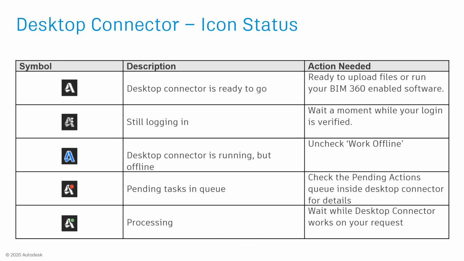With the desktop connector, the icon status provides information around the state of the desktop connector. Typically, when the Autodesk logo is white, that means that the desktop connector is ready to go. When the desktop connector is running, the small white A will appear in the Windows system tray. The ones to take note of are the blue ones, which means the desktop connector is running, but it's actually running offline. A red dot means that pending tasks are in the desktop connector queue, and a green dot above the icon indicates that the desktop connector is actually working on processing your requests.